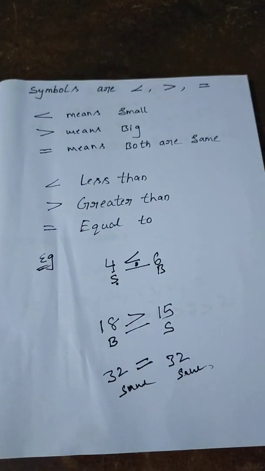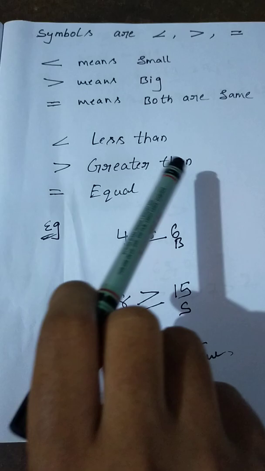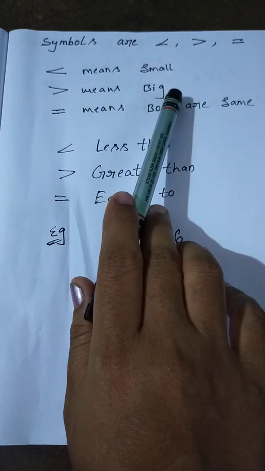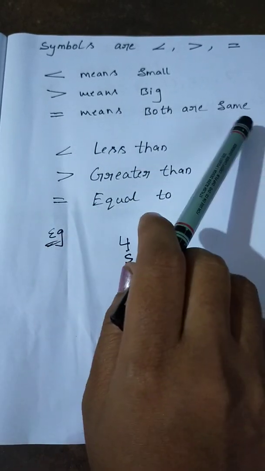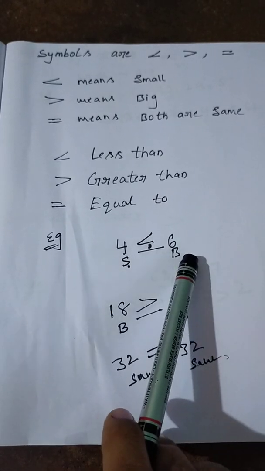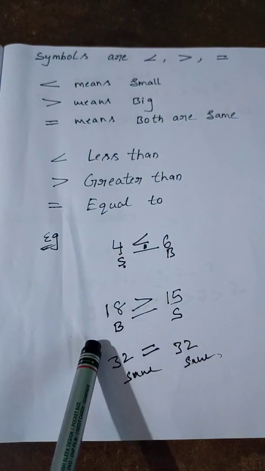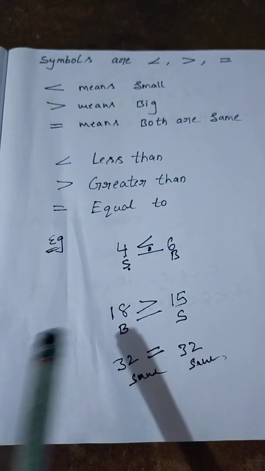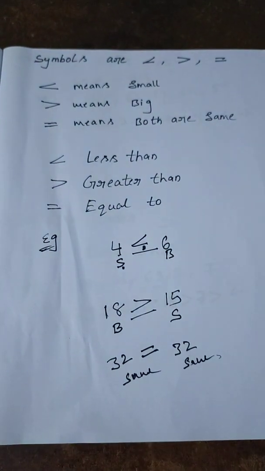Once again, I will repeat it. Less than, greater than, equal to. Less than means it indicates the smaller numbers. Greater than means it indicates the bigger numbers. Equal to means both numbers are the same. Take the numbers 4 and 6. 4 is the smaller number. 6 is the bigger number. So the smaller number indicates the less than. Next, 18 and 15. 18 is the bigger, 15 is the smaller. So the bigger number indicates the greater than. 32 and 32, both are the same numbers. In this situation, use equal to.